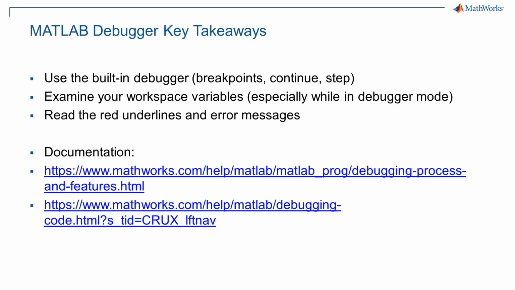In summary, we have learned about the types of bugs that you can encounter while writing MATLAB code, and how to fix these bugs. Some key takeaways are to use the built-in debugger, examine your workspace variables, and carefully read the red underlines and error messages that appear while you are coding. Please check out this documentation below for more detailed and advanced help.